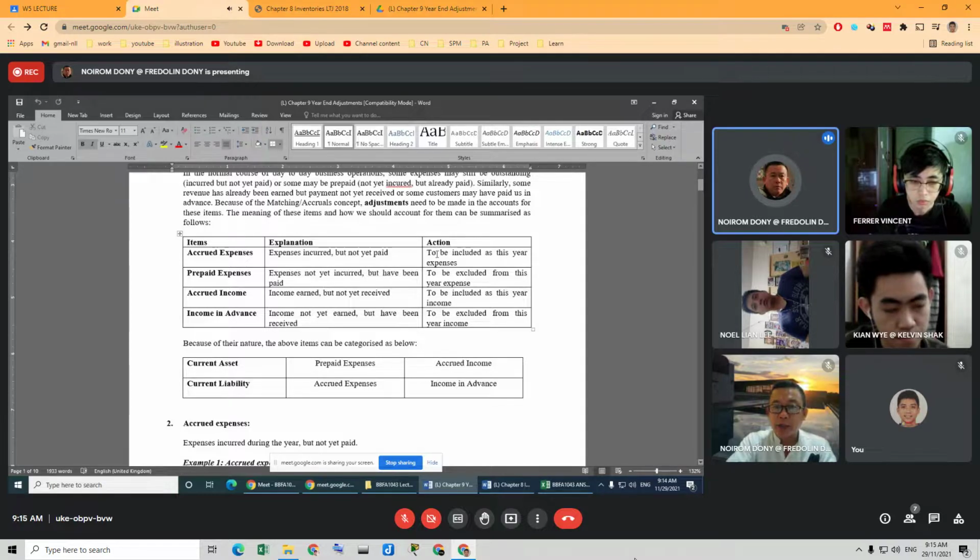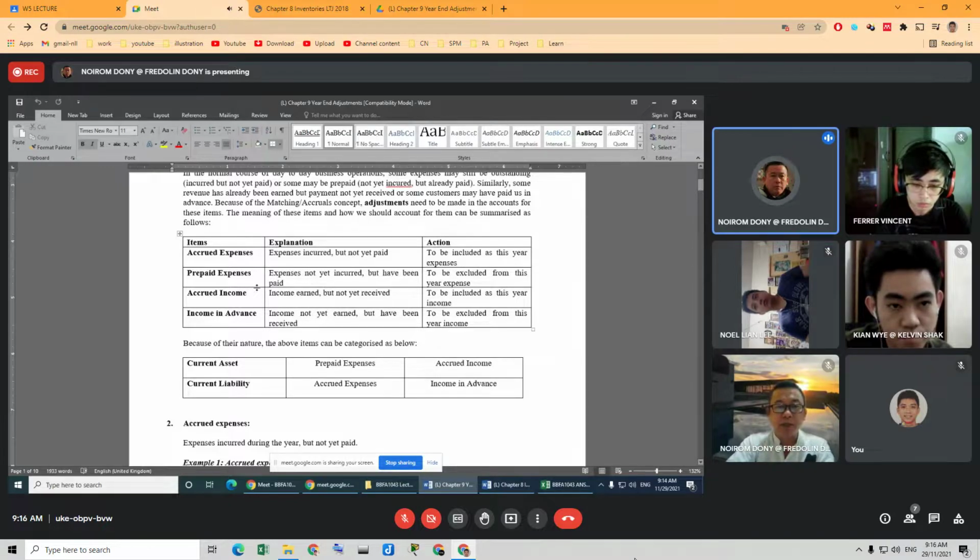So what is the action to be included as this year's expenses? That is the action, meaning we have to increase expenses because we want to get the actual expenses for the year. So we have to include, as I've said to you, because it's not being paid, it's not being recorded. So we have to record, right?